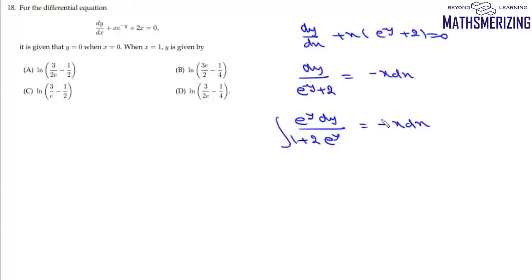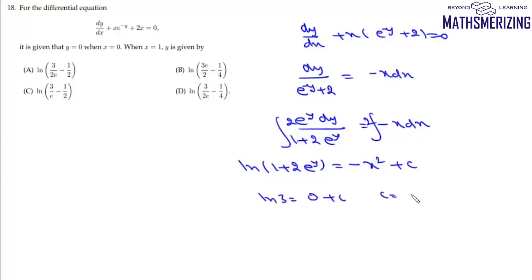Now we'll integrate this. So we'll multiply it by 2. So this is t and that's dt. So it'll be log 1 plus 2 e to the power y, and here it'll be minus x square and then plus c. Now first we'll find the value of c. We know that when x is 0, y is 0. So we'll put y as 0. We'll get this as log 3, x is 0, plus c. Value of c is simply log 3.